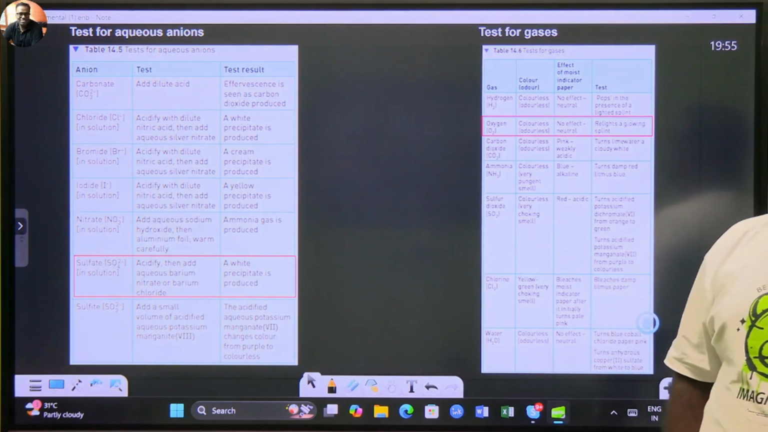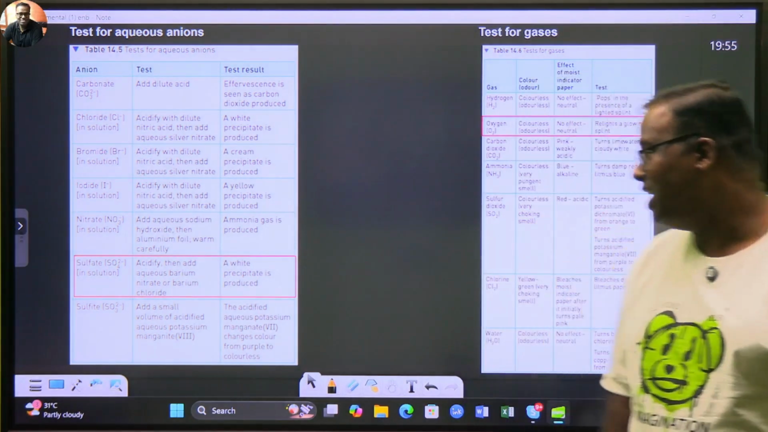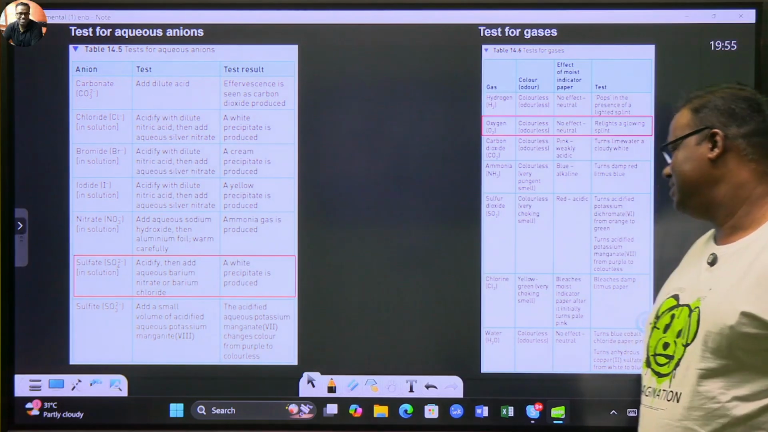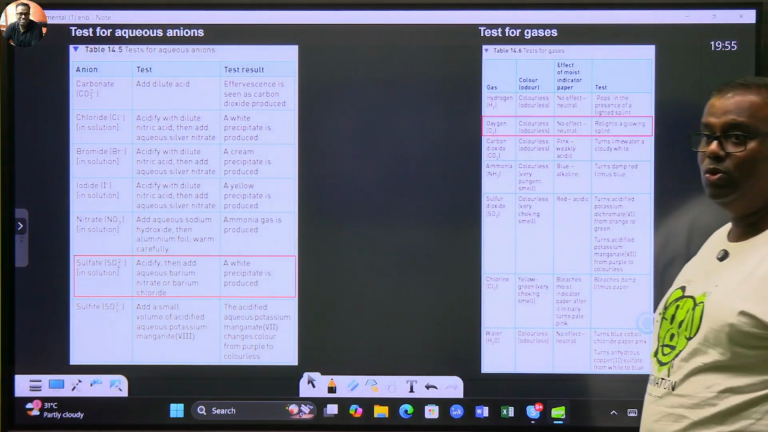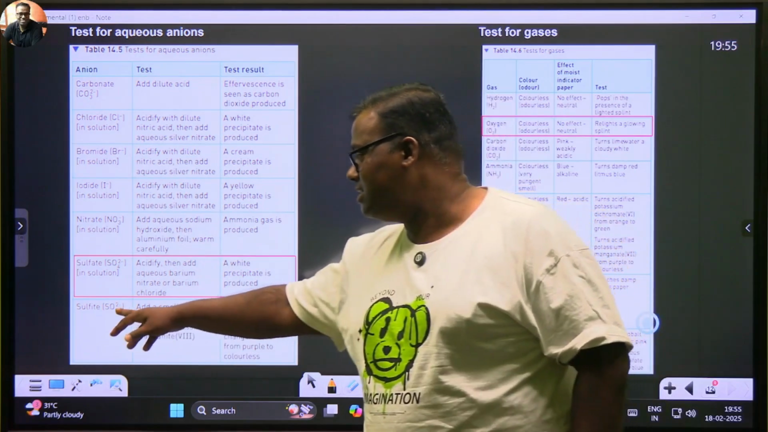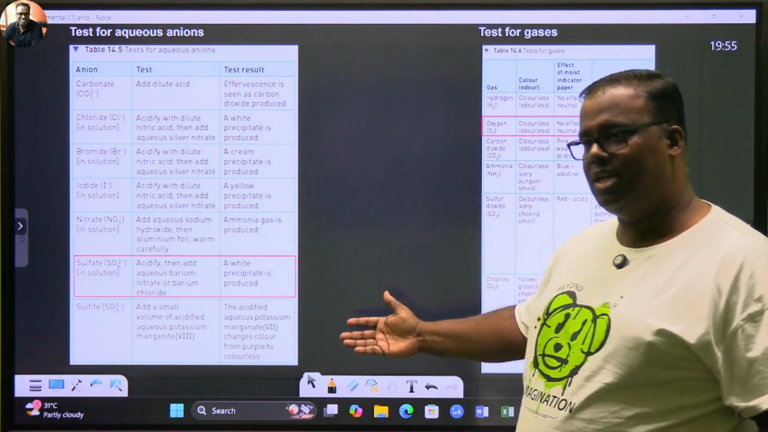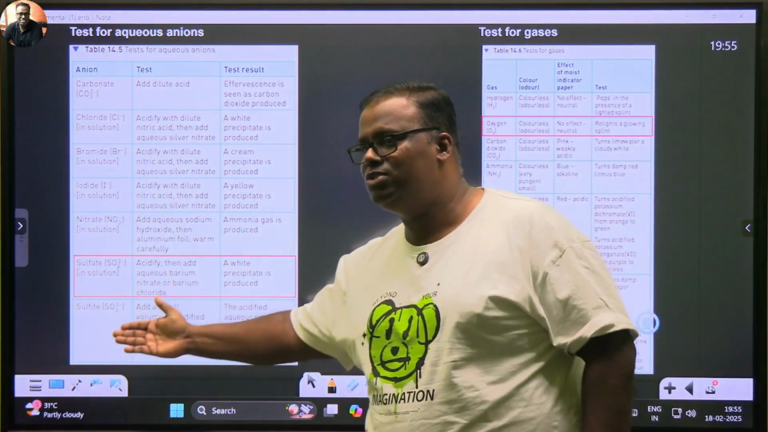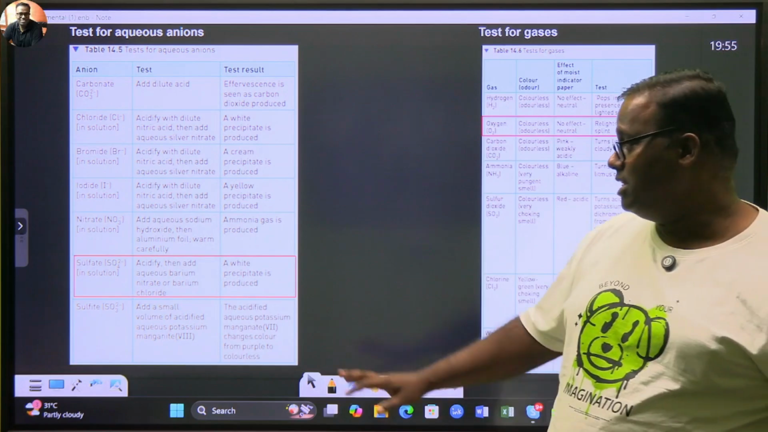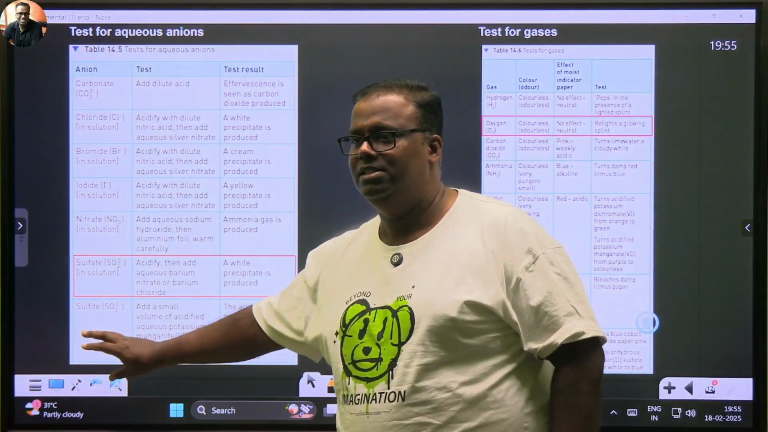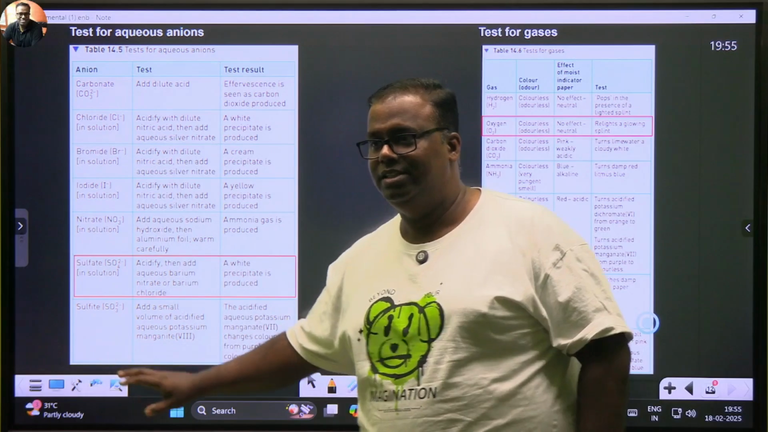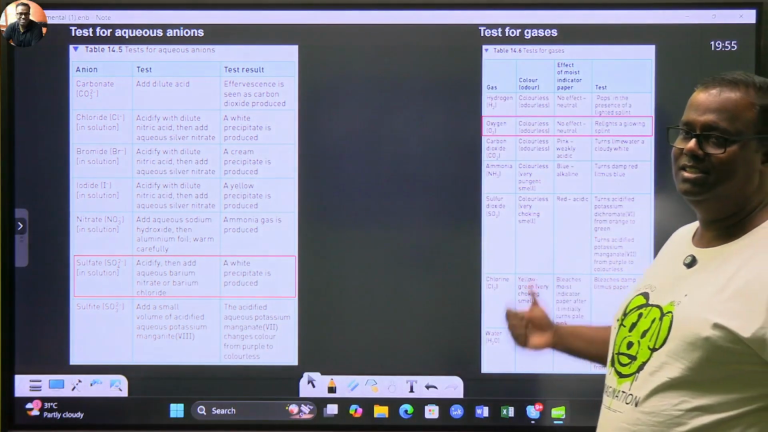We'll give you the test of sulfur dioxide, SO2, as a gas. No, this is a radical. The test is the same, because here also that gas will be evolving out. But this is a test of a radical, a polyatomic anion. This is the test of a gas.